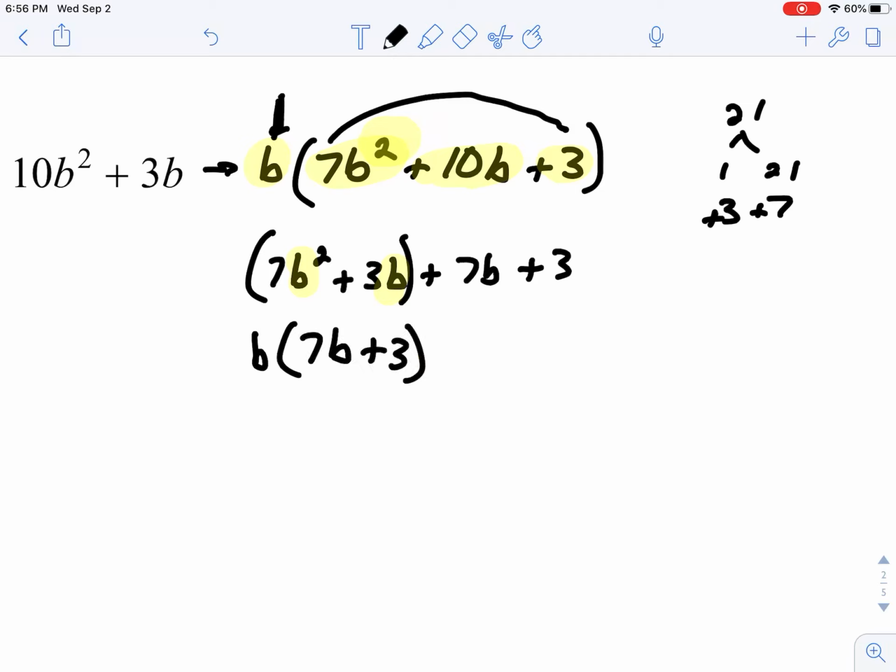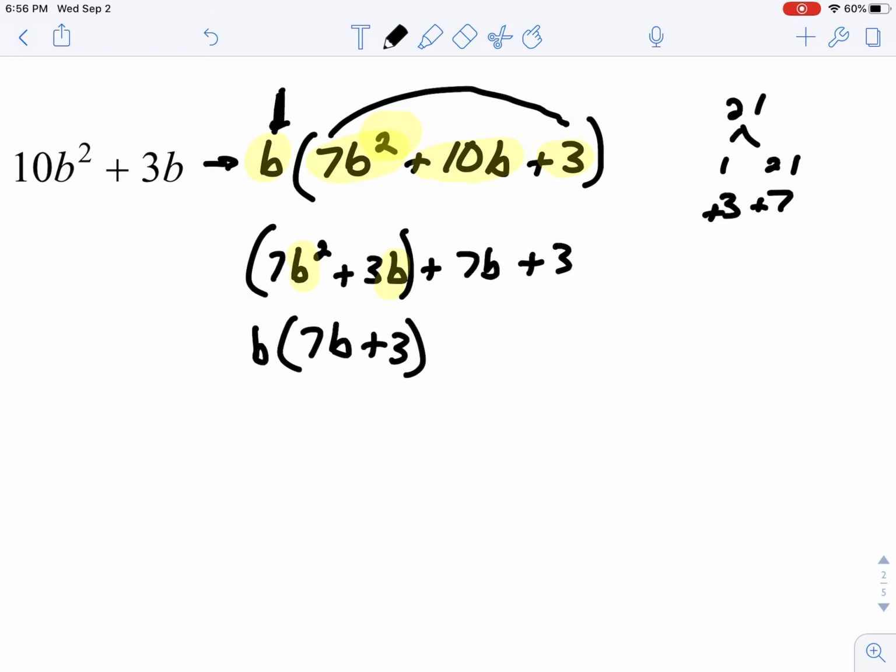Now look at the second group, 7b plus 3. What do they have in common? And the answer is they have nothing in common. Well, every pair of numbers has at least something in common. They have a 1. So you can factor out a 1. If you divide both of those by 1, you are left with 7b plus 3. And so we factor out the 1. It's kind of trivial, but it does work. It does make this work.